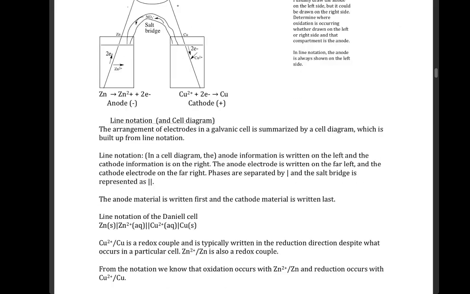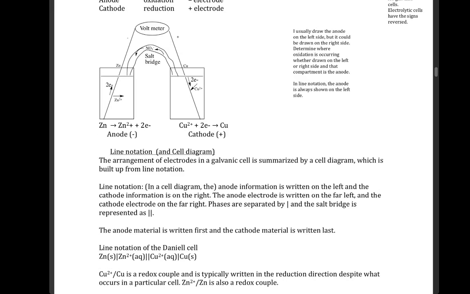Okay, a new term is line notation and cell diagram. Line notation is a shorthand way of basically summarizing most of the important details of what we see in a cell diagram. A cell diagram is kind of like that picture we're seeing there with all the details. Line notation to us, once we are familiar with how to use it, is a summary of that.